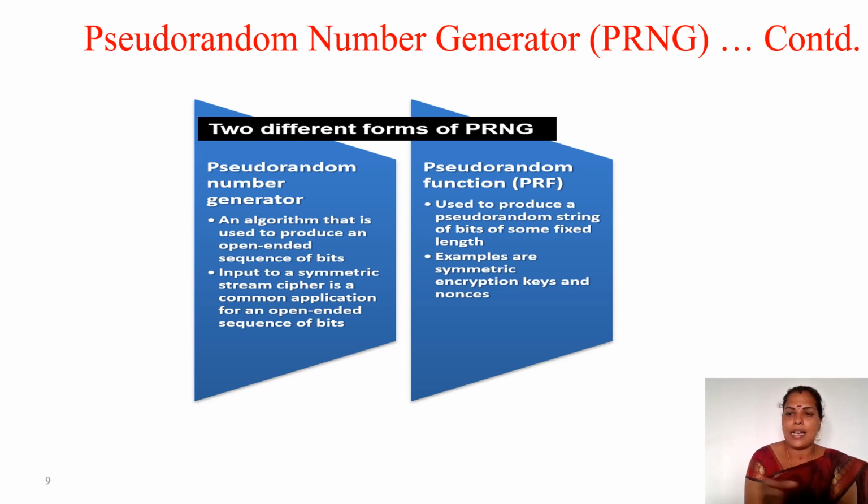So the key size, say for example, if you are using Data Encryption Standard, you know the key size is fixed. If you are using AES, the key size is fixed based on the number of rounds. So in such cases, in order to generate the keys, we are going in for the pseudo random function. Also to generate the nonces, we are going in for the pseudo random function.